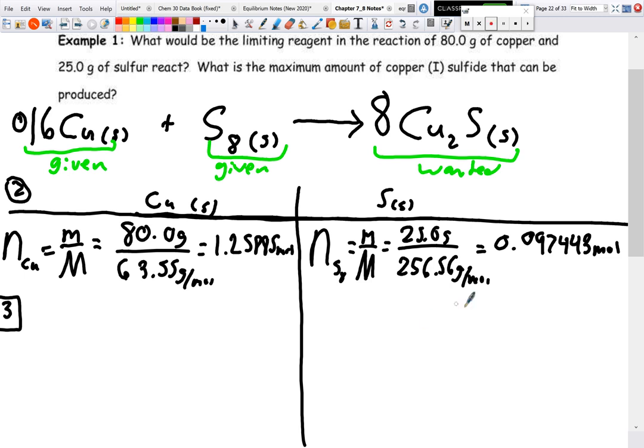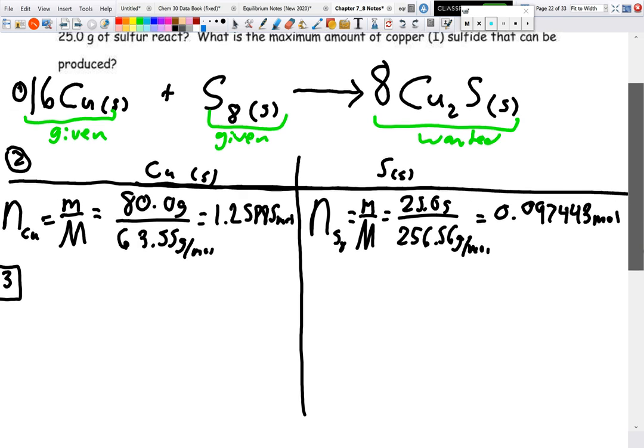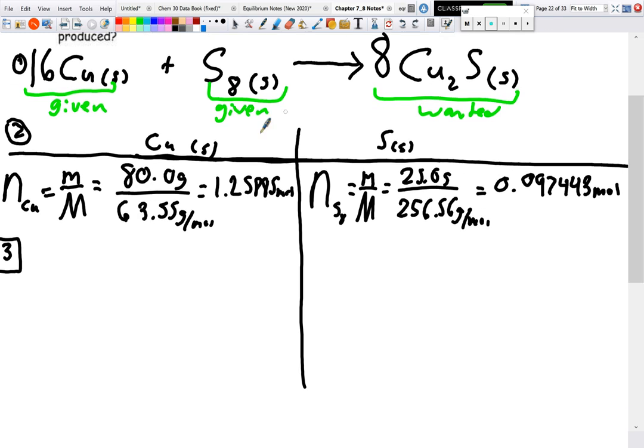Now step 3 is find the number of moles of our wanted using the mole ratio. So because we have 2 givens, both copper and sulfur, we're going to do this calculation twice. So remember our formula, number of moles of wanted is equal to number of moles, in this case of our given, which is copper, times our mole ratio. And same thing for sulfur, but we'll get to that later.